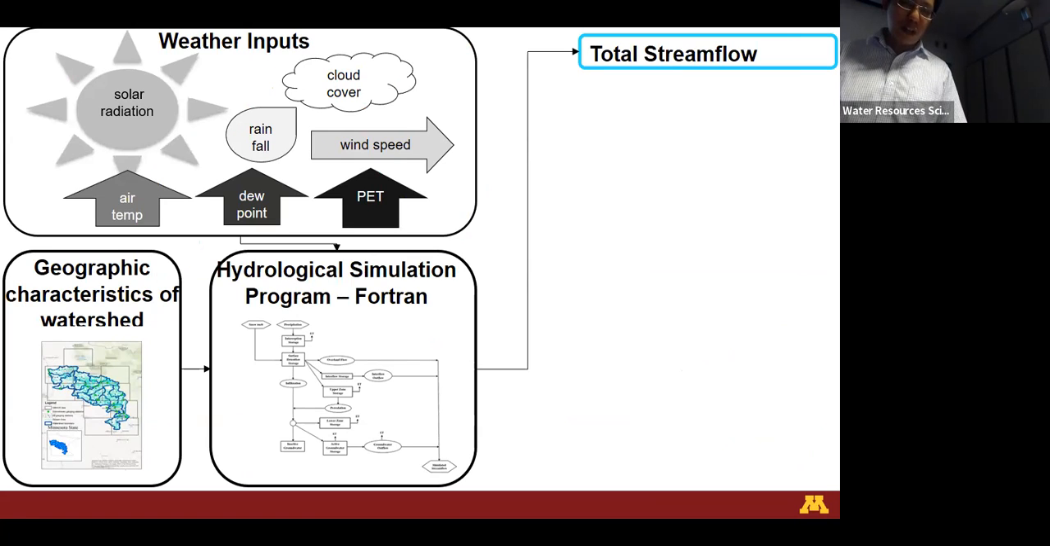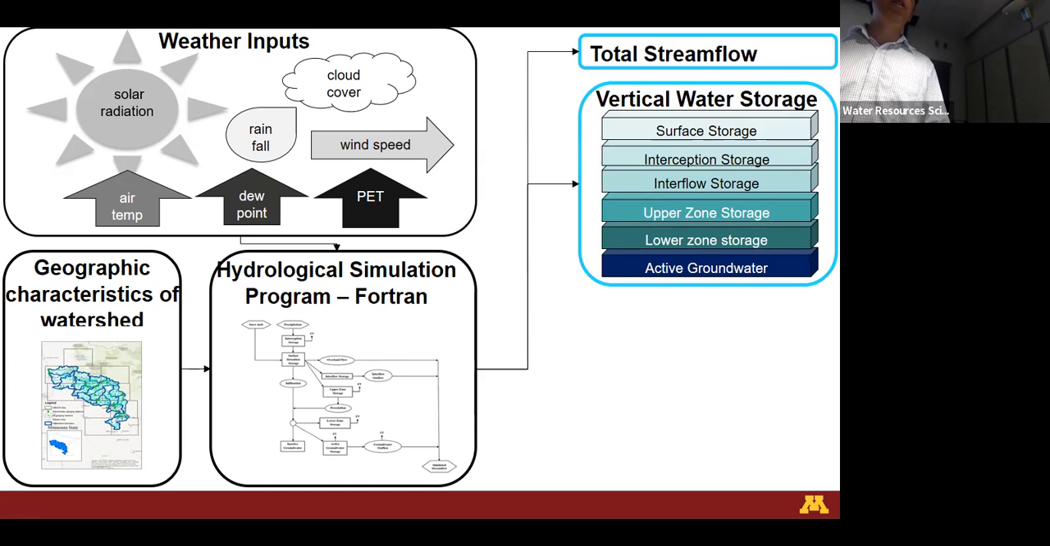HSPF is a physically based hydrological model that simulates hydrological variables stored in each of the smaller watersheds, and then by simulating the connections of the different smaller watersheds, it predicts the quality and quantity of the watershed. In this experiment, we are going to use its function of predicting the total stream flow and the vertical water storage within each of the sub-watersheds.